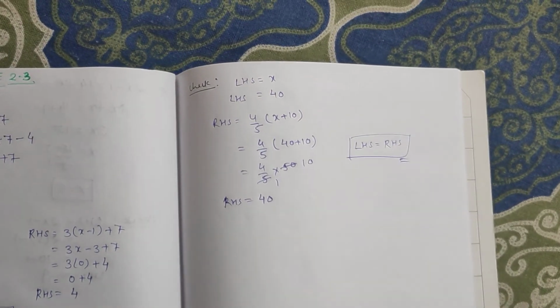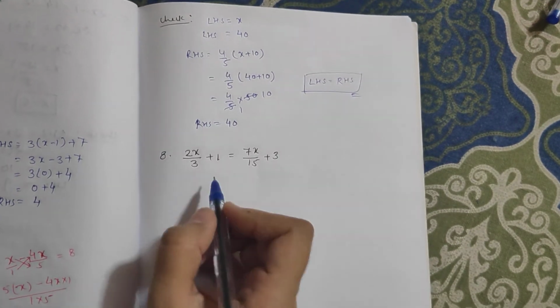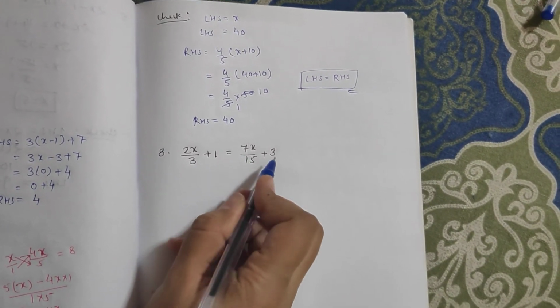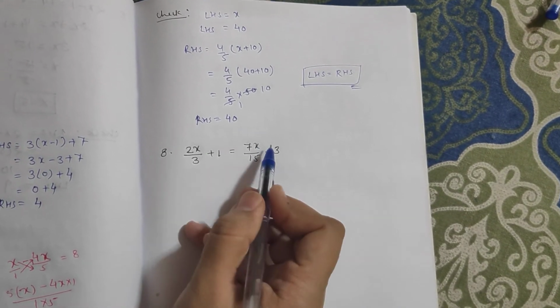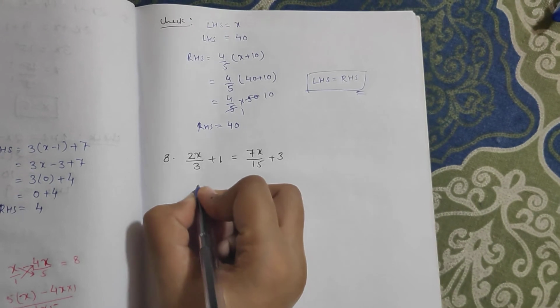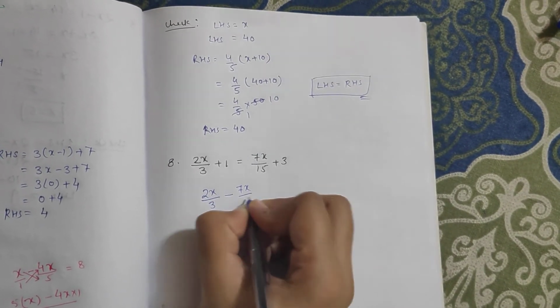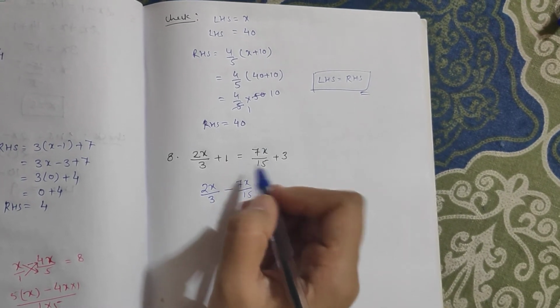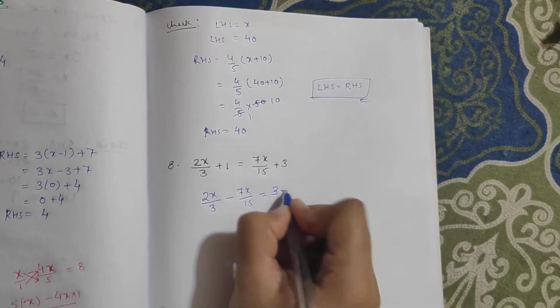Okay, now let us see the next question, that is question number 8. 2x upon 3 plus 1 is equal to 7x upon 15 plus 3. So we have to bring this to this side and we have to take this plus 1 to this side. Okay, so we can say that it is 2x upon 3 minus 7x upon 15. See, it is plus 7x upon 15, so it will be minus on this side, is equal to this 3 as it is, and this is minus 1.